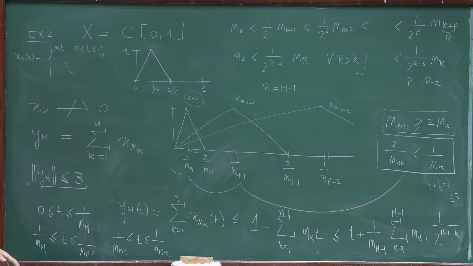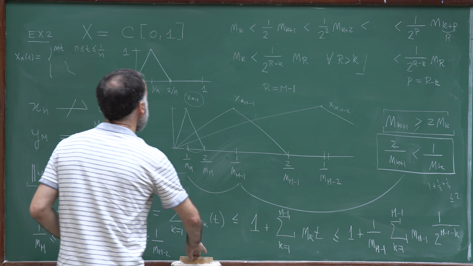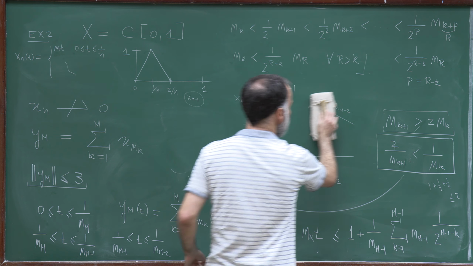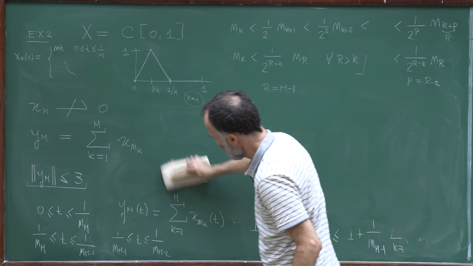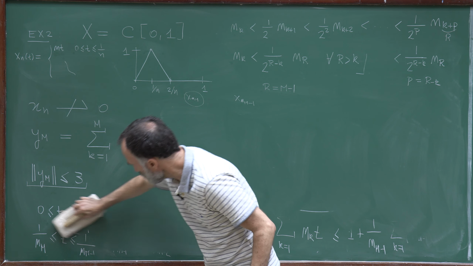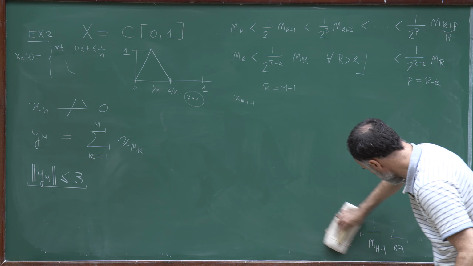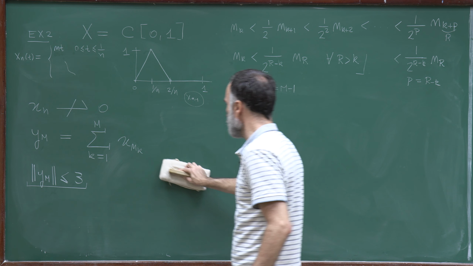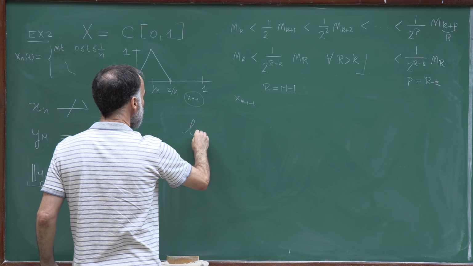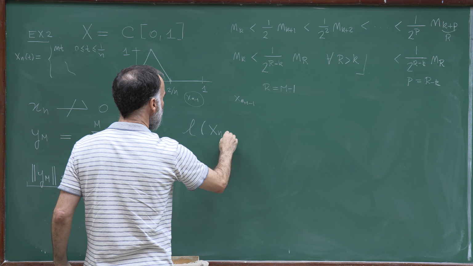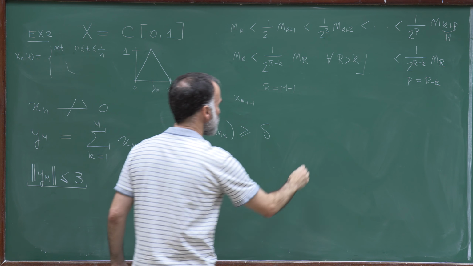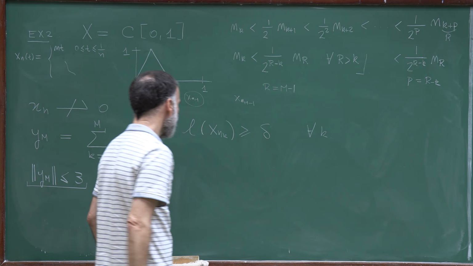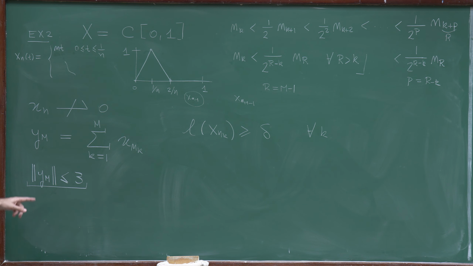I will erase everything and just copy the bound which I erased before. So I don't need any of these. And just remember that I'm assuming that L of x_{n_k} is always larger or equal than delta for all k. Fine. So I have that y_m is bounded by 3.